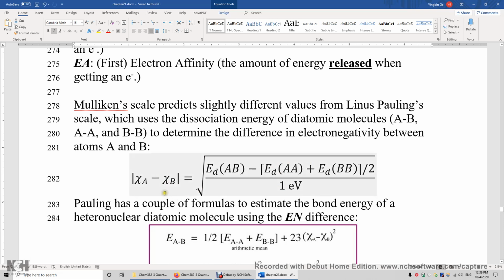Qualitatively, it tells you that if the electronegativity of A is very different from B, then you will see a stronger bond between A and B than the average of the bond energies between A and A, and B and B. All right. So again, if the two elements differ significantly in electronegativity, they have more ionic character, and the bond strength is greater.